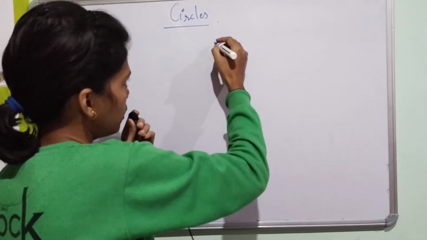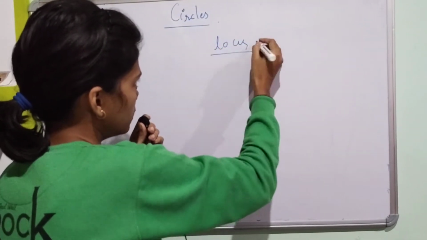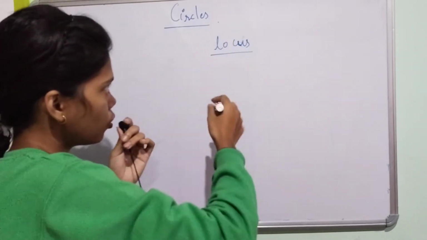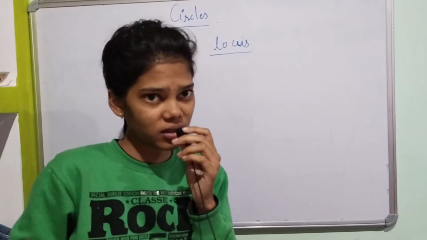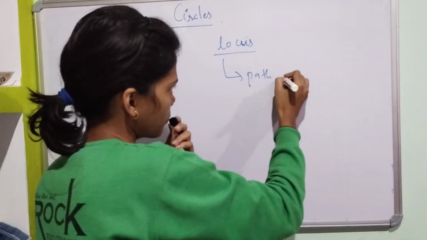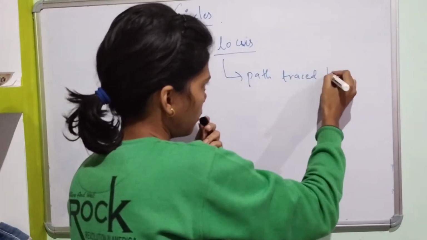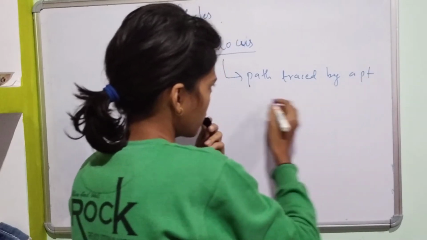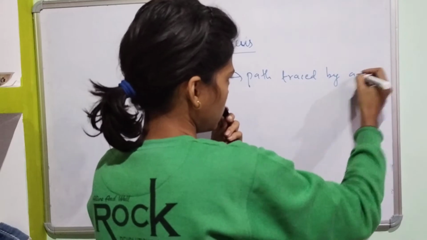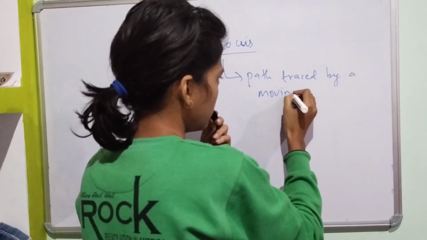Circle is basically a locus of a point which is equidistant from a fixed point. What does that mean? It is basically a locus. Locus means what? Locus means the path traced. What locus basically is? It is the path traced by a moving point.